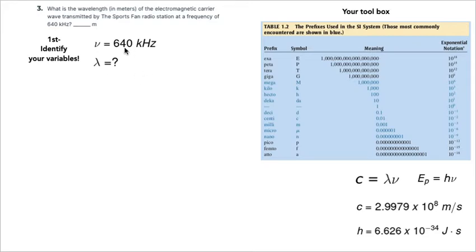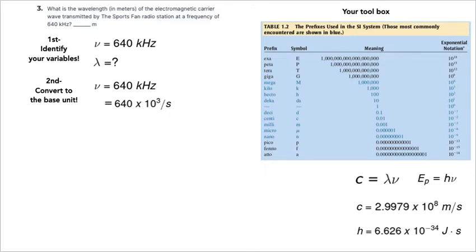We should first simplify this given variable so that it is in the correct base units. So here, 640 kilohertz. If I look up kilo, k is 1,000 or 10 to the third. And we can substitute right in for kilo, 10 to the third. And of course, hertz means per second. So this frequency is 640 times 10 to the third per second.